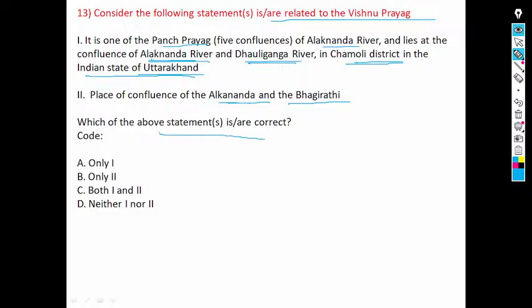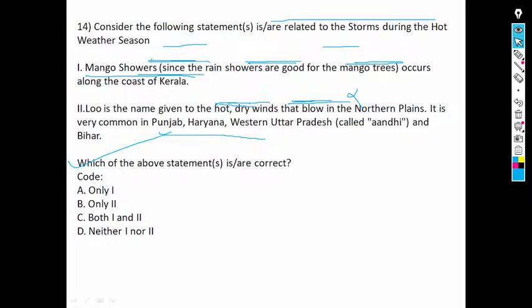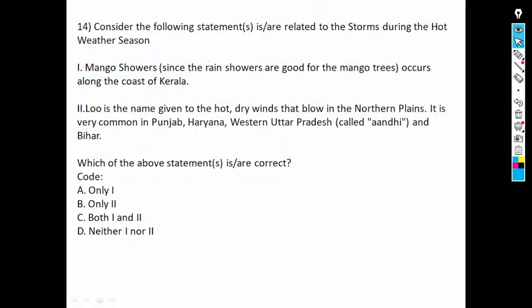Which of the following statements are correct? Panch Prayag, the 5 confluences of the Alkananda river. Vishnu Prayag lies at the confluence of the Alkananda river and Dholi Ganga river in the Indian state. Vishnu Prayag is the place of Alkananda and Bhagirathi confluence, that is wrong. It's not Vishnu Prayag, so only one is correct, A. See the discussion, then look at the next question.